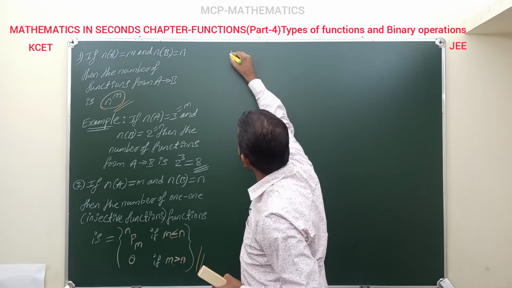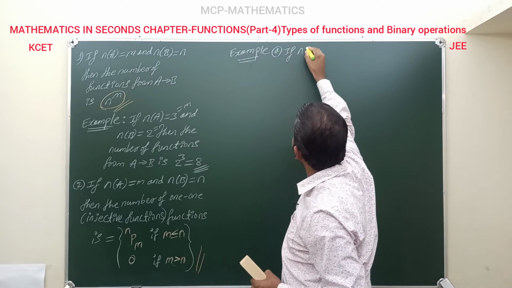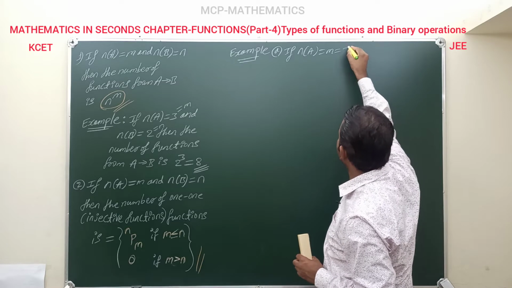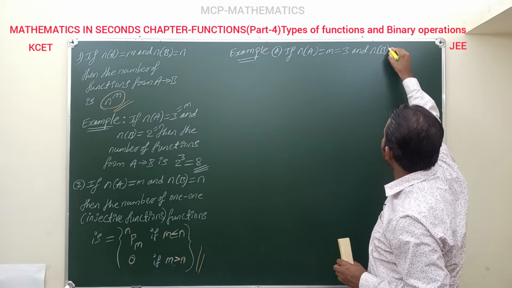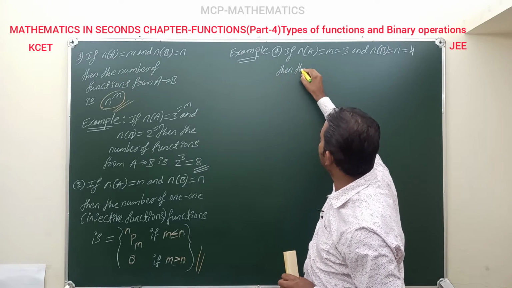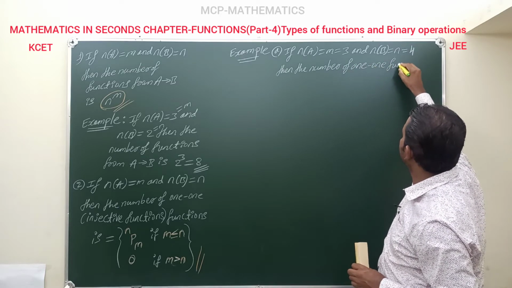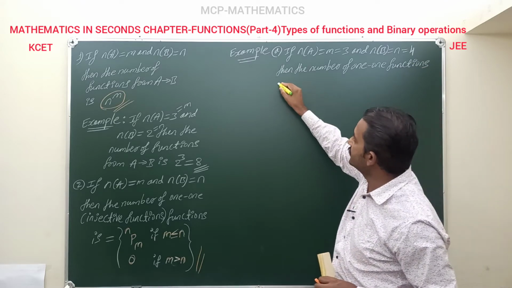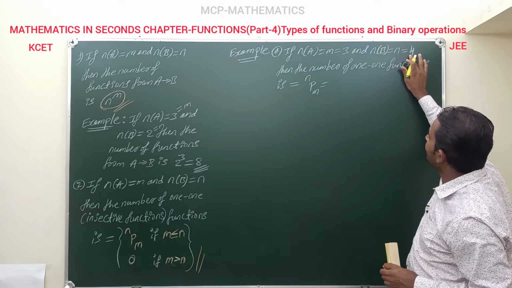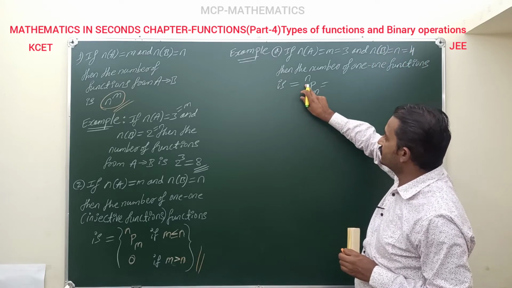Let us take one example. If n of A is equal to m, which we take as 3, and n of B is equal to n, which we take as 4, then the number of one-one functions, nothing but injective functions, is equal to nPm, because here n is greater than or equal to m, or m is less than or equal to n. So we can use the nPm formula.